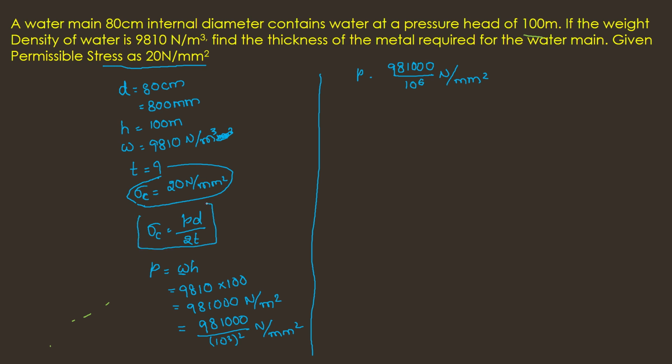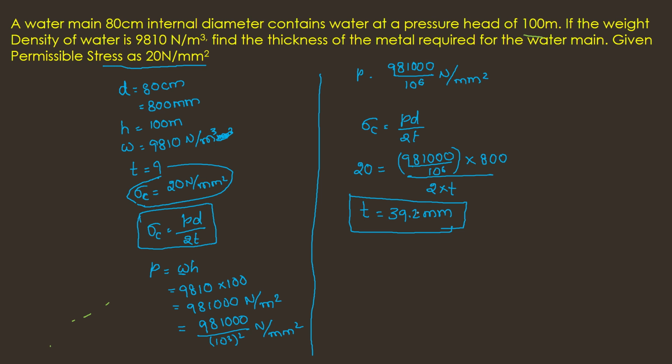And we can now find the value of t, because all the parameters are known. Sigma c is equal to PD by 2t. Here we have the value of sigma c as 20 and small p we just got as 981000 by 10 power 6, multiplied by diameter, which is 800 mm, by 2 into thickness. We need to find the thickness, so the only unknown here is small t. By solving it, you can get the value as 39.2 mm. Thickness is 39.2 mm. These are all simple applications based on the derivation we covered.